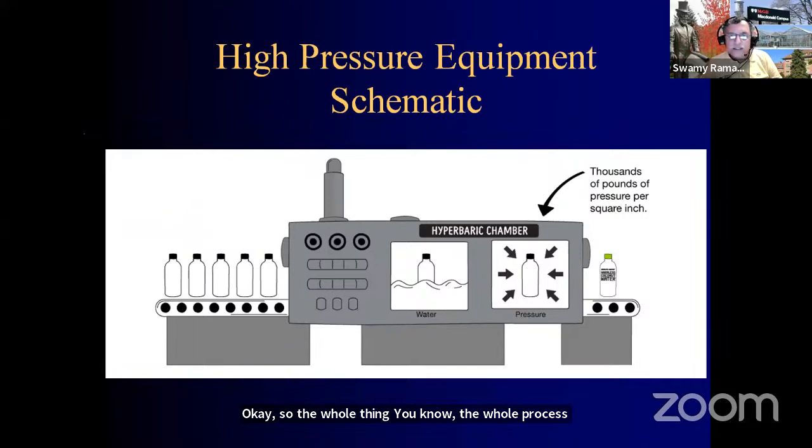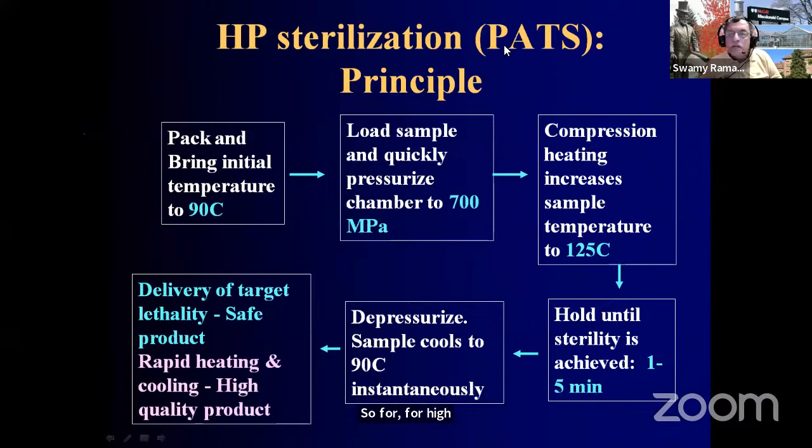So for high pressure sterilization, which is called PATS, pressure assisted thermal sterilization, this is the one that has been approved by FDA. So you pack the product, bring the initial temperature to about 90 degrees, and then load the sample to the pressure chamber and increase the pressure to 700 megapascal. Normally sterilization is done between 700 and 900 megapascal.